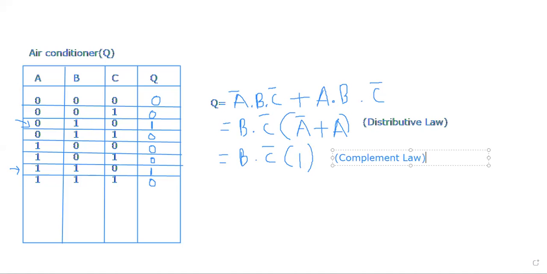Then now we know that the final answer is Q equals B dot C bar. Now they are asking you to draw the logic circuit using only NOR gates. So let me draw that.